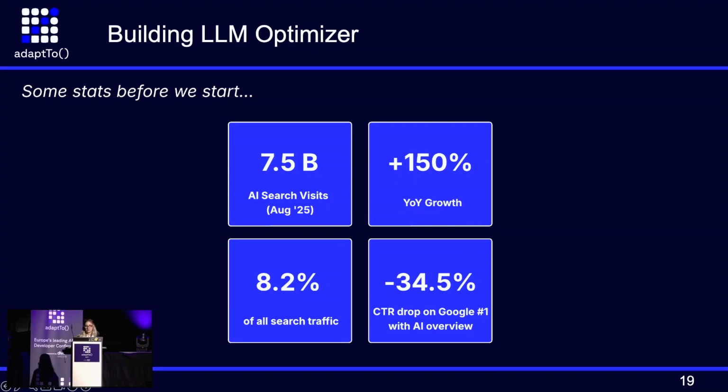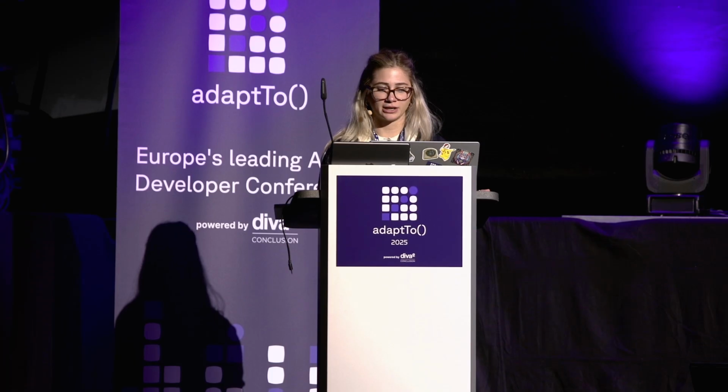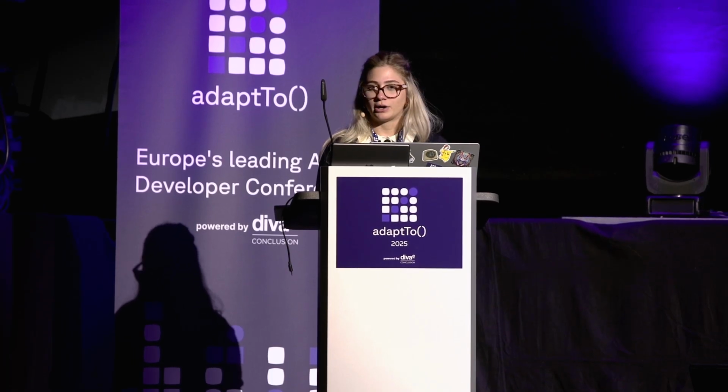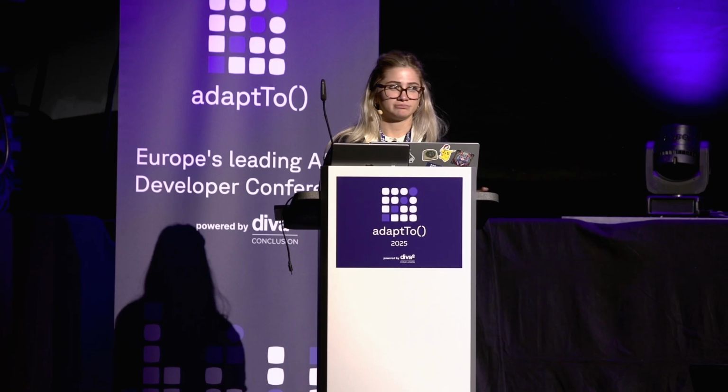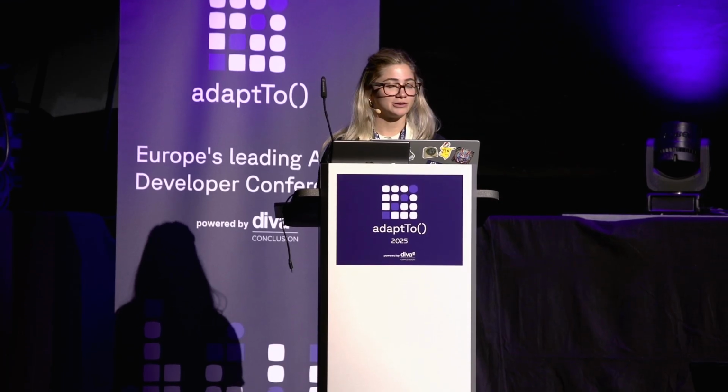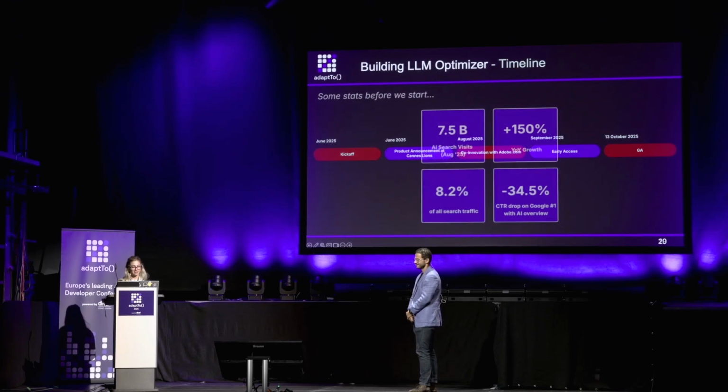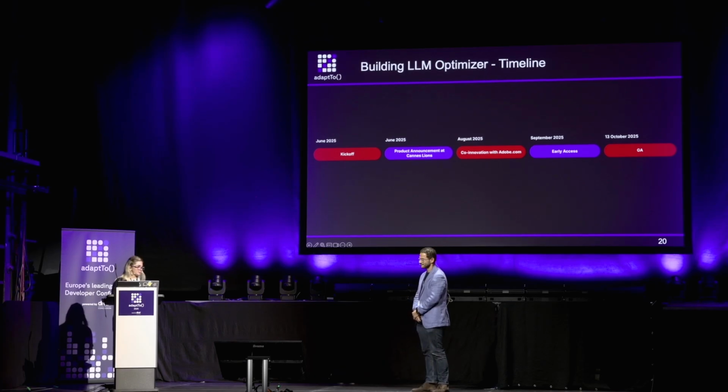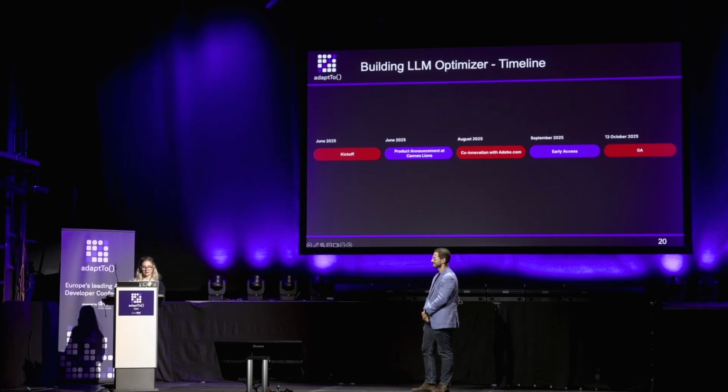if Google adds an AI overview section into the search results, we saw a 34.5% drop in the clicks of the first organic result, which is terrible. It means even if you're doing great in SEO, if your brand is not LLM visible, your brand is actually invisible. With that, back to the LLM Optimizer.